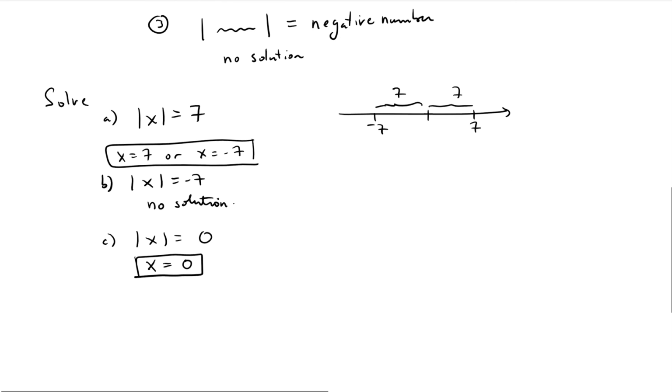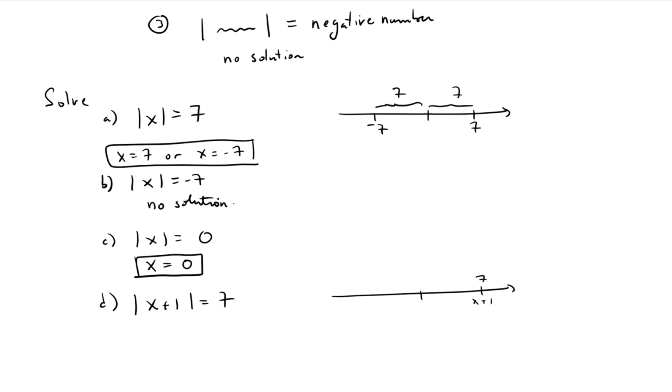Okay, let's make this a bit more complicated. Let's say I have |x + 1| = 7. So I've got the absolute value of something which is 7. There are two possible cases. Either that expression x plus 1 is going to be equal to 7, or it's equal to minus 7, because both 7 and minus 7 are at a distance of 7 to the origin. So x plus 1 could be 7, or x plus 1 could be minus 7, in which case, if I solve for x, I've got two linear equations to solve for x.